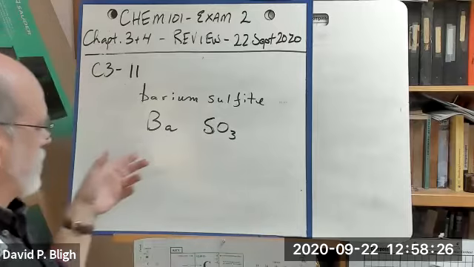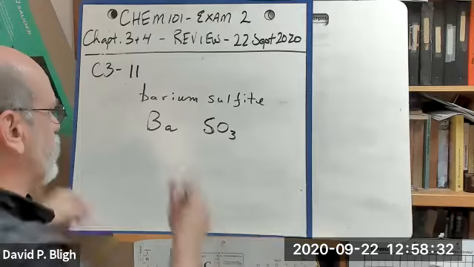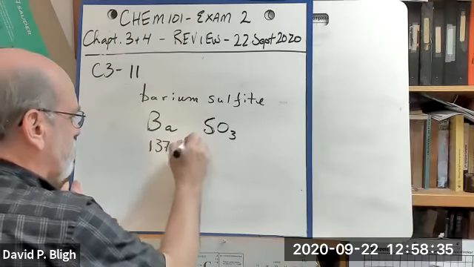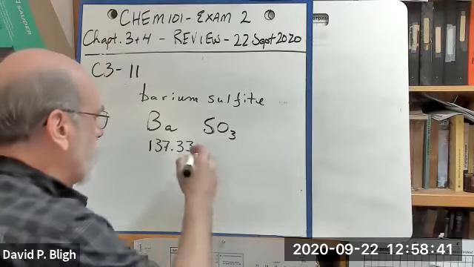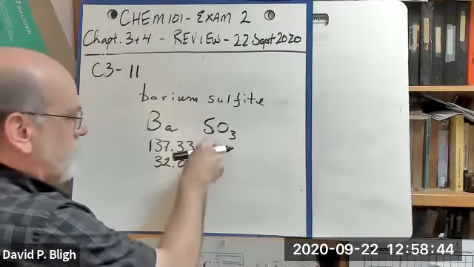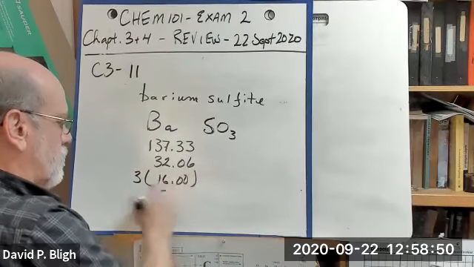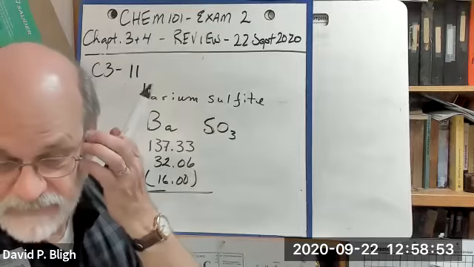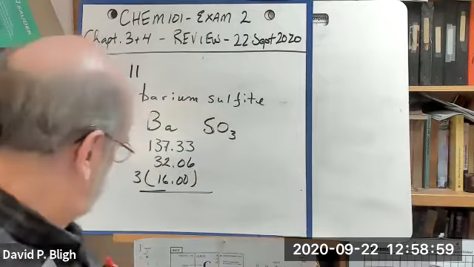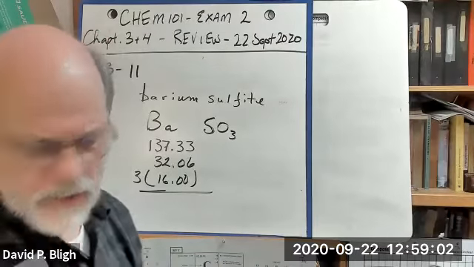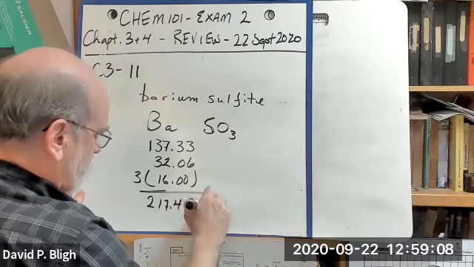What's the molar mass? So barium's a big atom. It's 137.33 grams per mole. Sulfur's a lot lighter, 32.06. Okay. And then 3 oxygens. Just add them together. So the tricky part here was getting that formula right. And add those together and you should get 217.40 grams per mole.